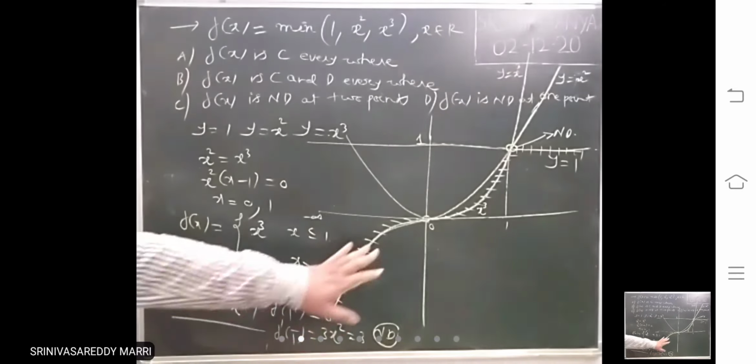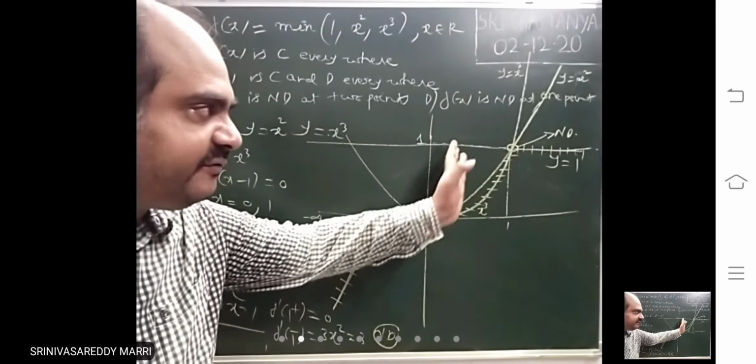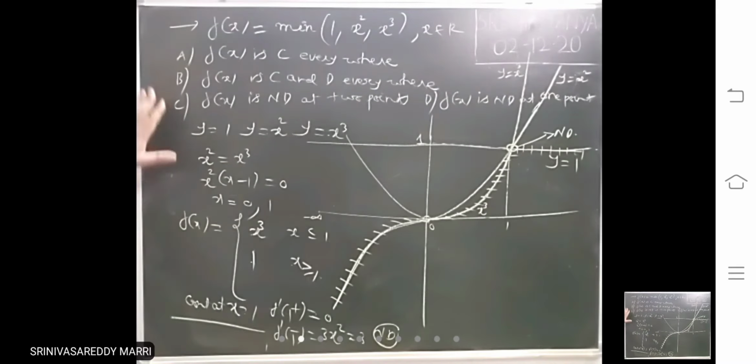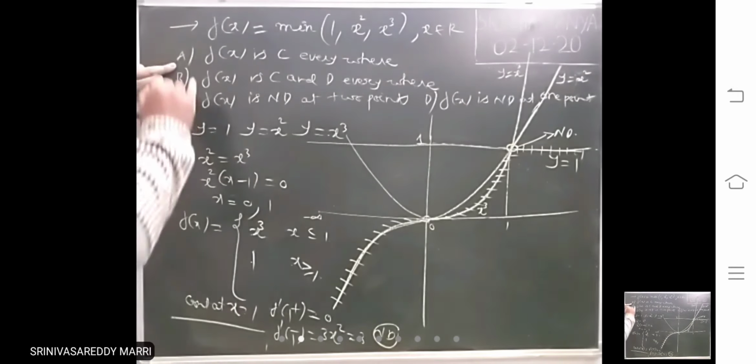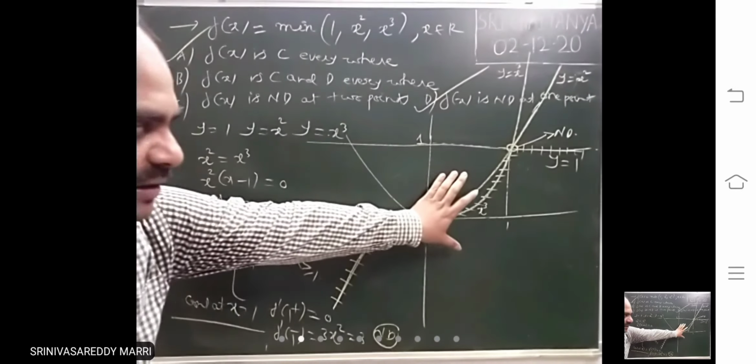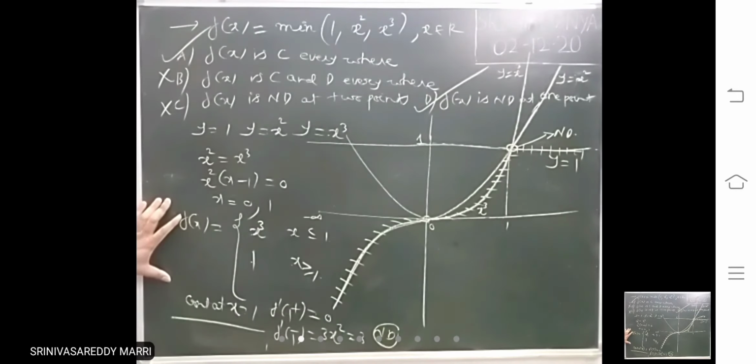Like that in the graph, if you identify how many points are there where the rule changes, the graph changes, then that is not differentiable. Now look at: f of x is continuous everywhere. Correct. F of x is continuous and differentiable everywhere. Wrong. F of x is not differentiable at 2 points. Wrong. F of x is non-differentiable at 1 point. That is correct. That is how to analyze by looking at the graph or by writing the function.